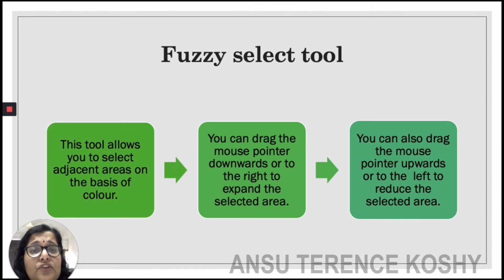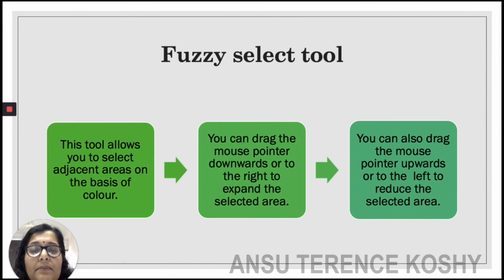Fuzzy select tool. This tool allows you to select adjacent areas on the basis of color. That is, there's a picture in your textbook that shows a penguin with 2 feet placed in the front. If you select any one of these areas of the feet, it will automatically select the other leg too, because it is having almost the same color. So it looks at the color on the adjacent area and selects that too for you. When you select one, the other part will also be selected.